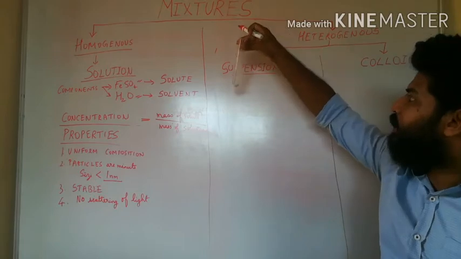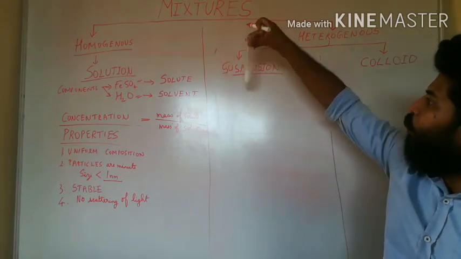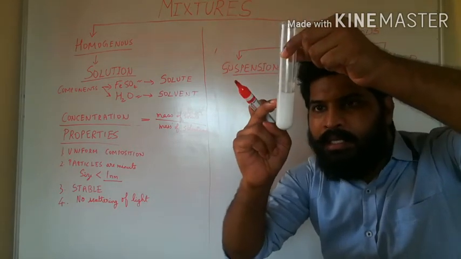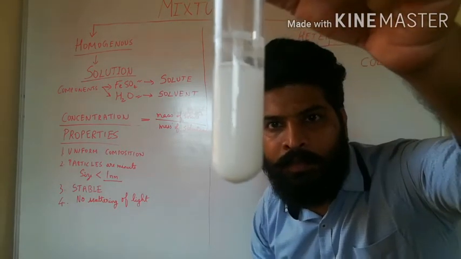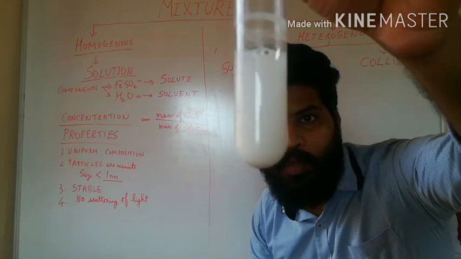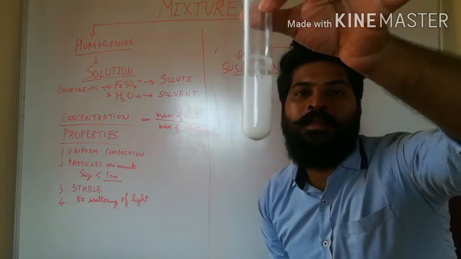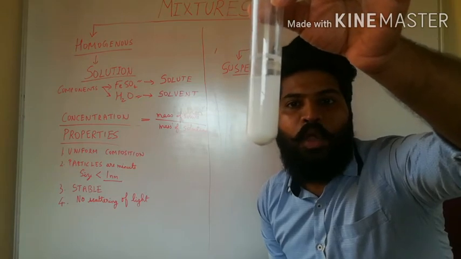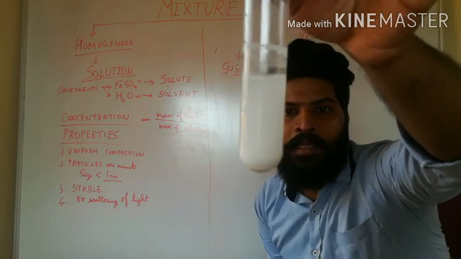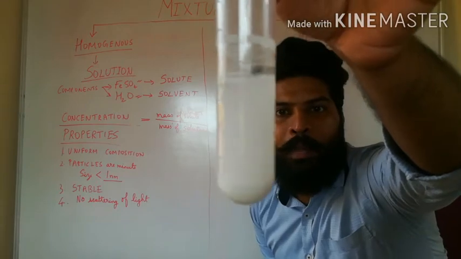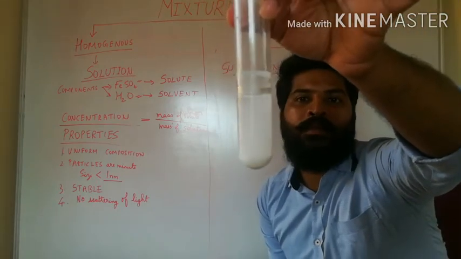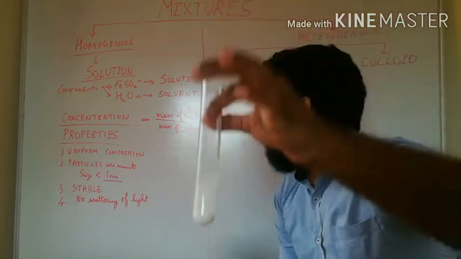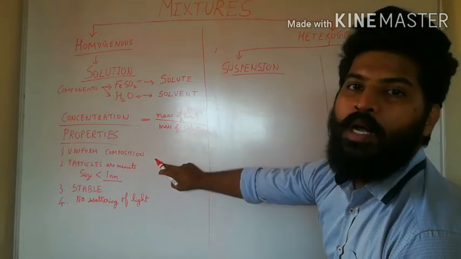Right. This one here is an example of a suspension, because particles remain suspended in the solvent. They are always suspended. Why are the particles suspended? Why are they not dissolved completely? Because as you can see, particle size is bigger. You can see the particles with your naked eye, unlike a solution.